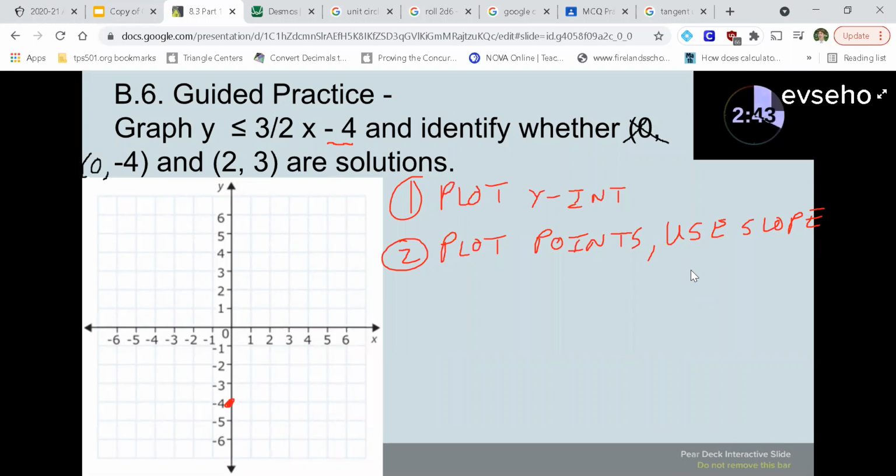Already plot the y-intercept. Next thing, use your slope. This should be more simple. If you want to go 3 over 2, you want to go up 3 over 2. So the point. But the shading and all that activity is right.